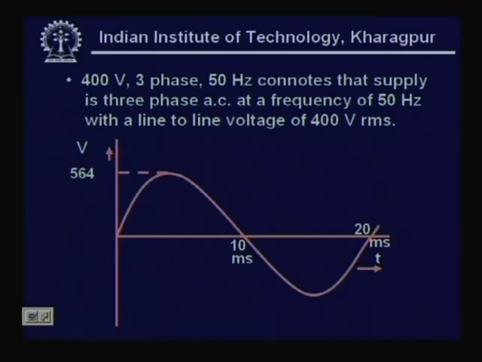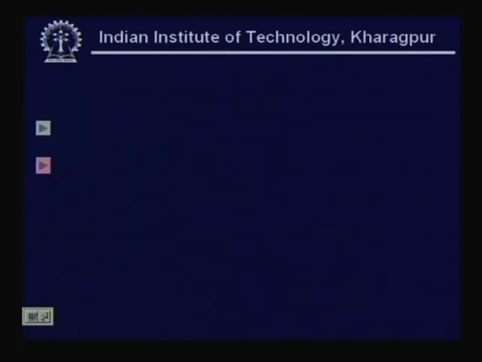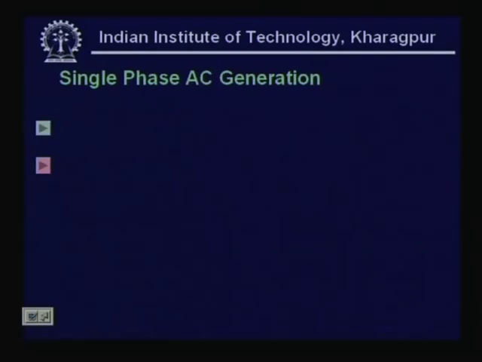Another important reason why we talk of RMS is that we are trying to have equivalence between DC and AC in terms of heating, and the RMS value gives us an equivalent AC value that can produce the same heat. Now, let us consider the single phase AC generation.